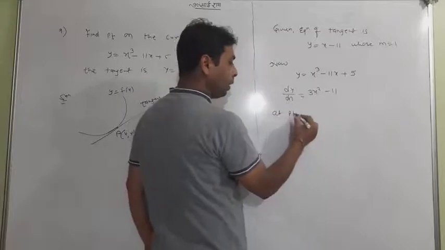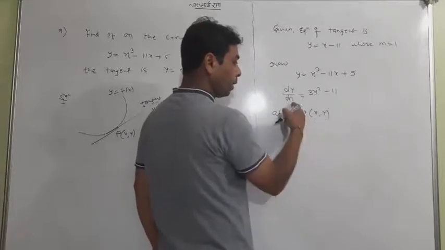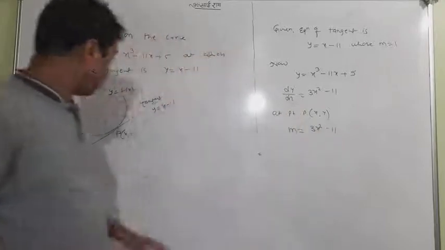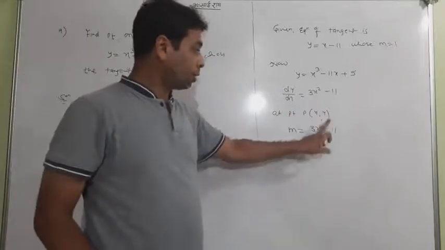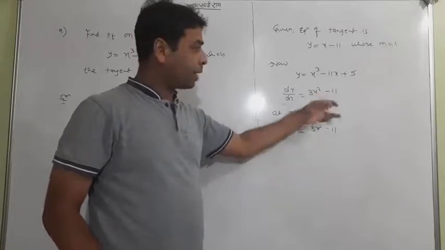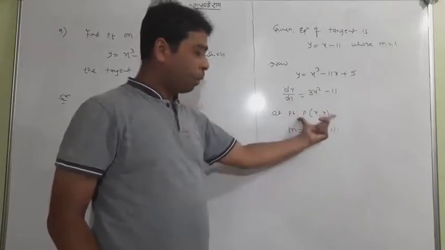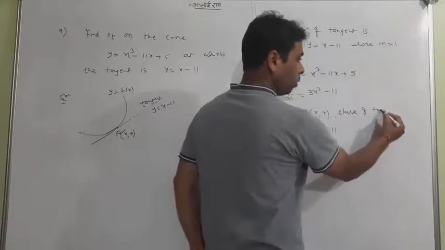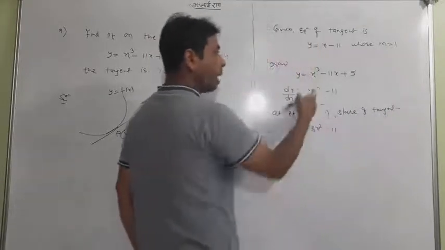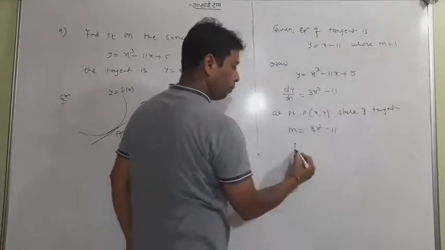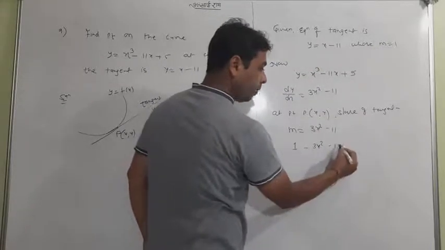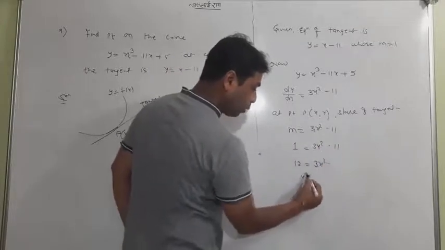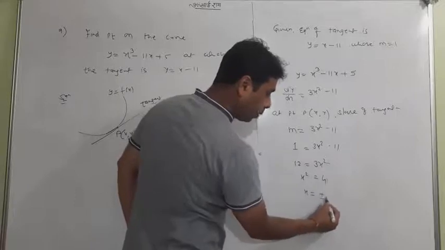And at point P, this is going to be m. The slope at (x, y): instead of x it will be x, and y is nothing here. So it will be m at point P(x, y). The slope of the tangent will be m, and m is given already as 1. 1 equal to 3x square minus 11. So transferring, x square equal to 4. So x equal to plus minus 2.